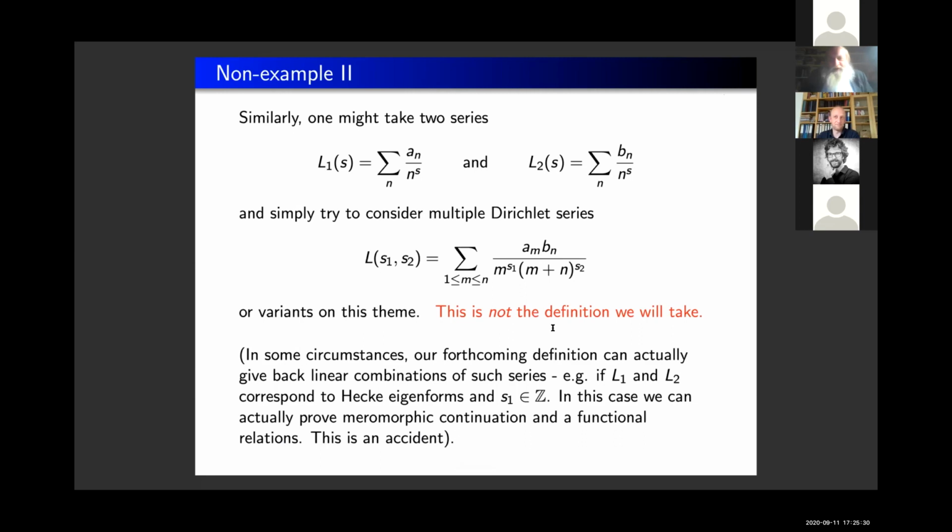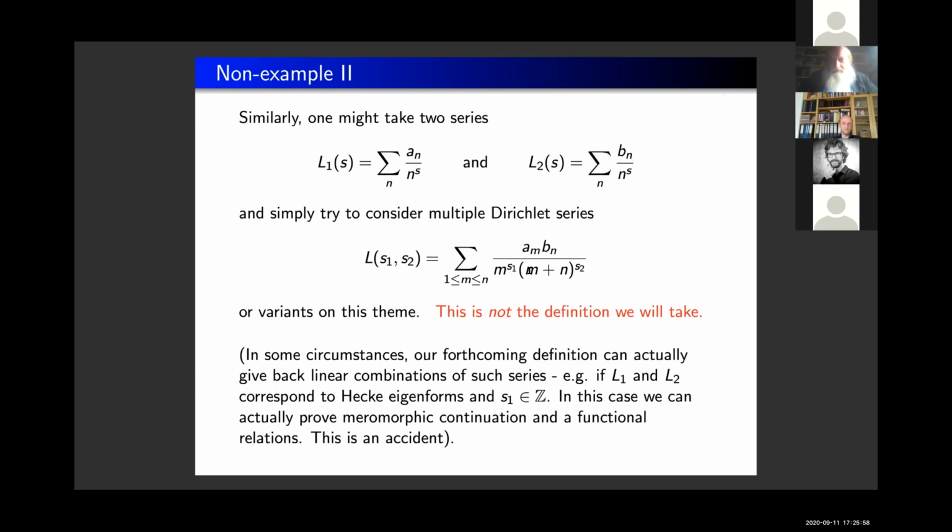Here's another thing you might do along the same line of reasoning. You might want to just try and define a double L function. Take two Dirichlet series, L1 and L2, with coefficients a_n and b_n, and consider this nested sum, this nested Dirichlet series. So people have done this. There's a literature on this. This is not the definition I want to take in this talk, but it does happen.